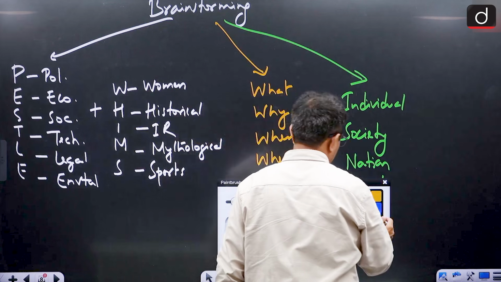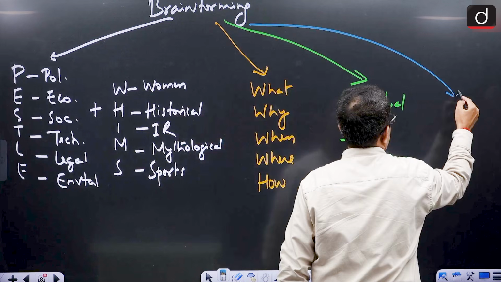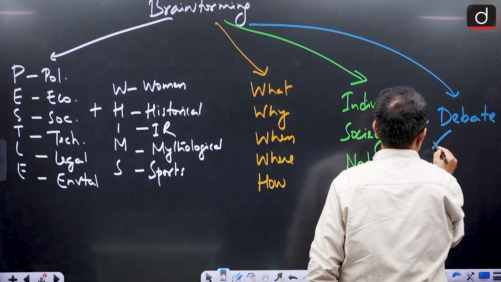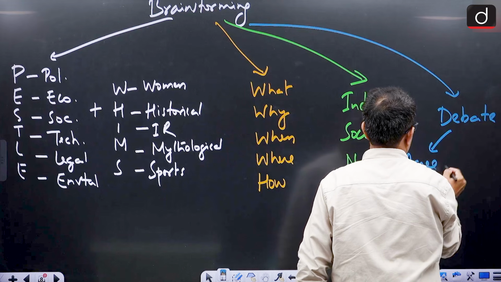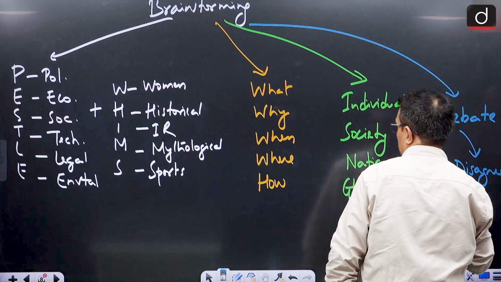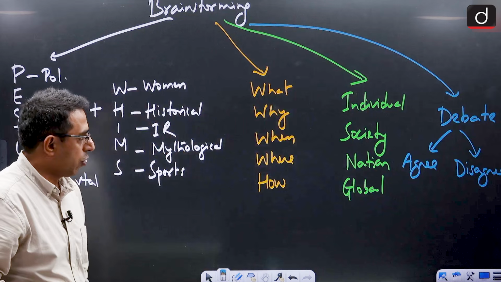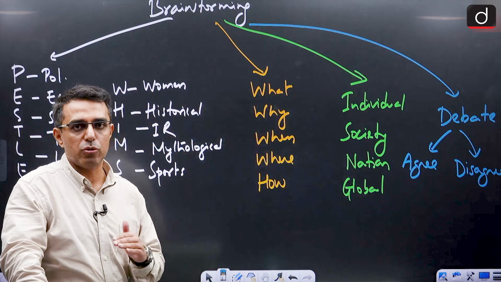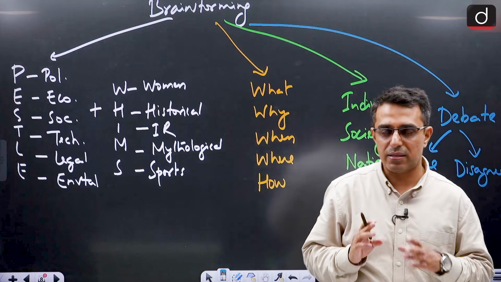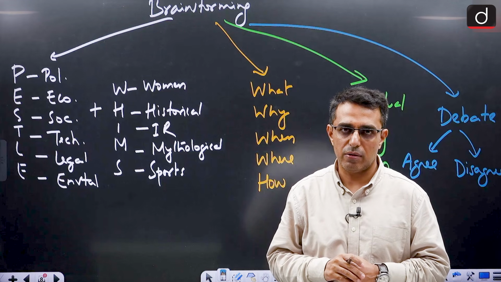Also, another way of looking at it would be by making it a topic of debate, where we can agree or disagree. On what points we agree and on what points we disagree. So these are some of the ways in which we can brainstorm on any given topic. Not everything may apply to all topics, but through this approach you can at least think of 20, 25, 30 good points on any given topic, right?